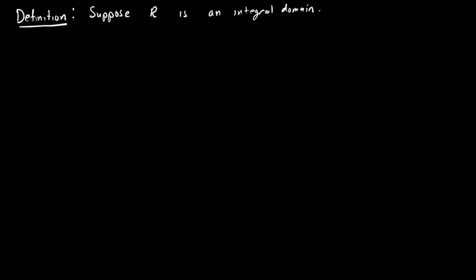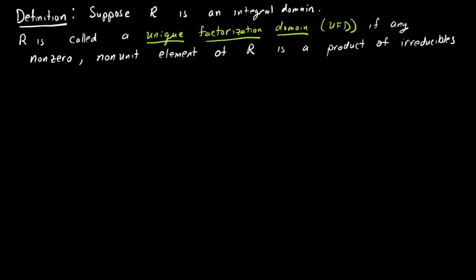Okay, so we're finally ready to define the notion of unique factorization domain, and we'll prove that every PID is in fact a unique factorization domain. So what is a unique factorization domain? I'll start with an integral domain R, and I'll call R a unique factorization domain, or UFD for short, if any non-zero, non-unit element of R is a product of irreducibles. So that's the factorization part of the name unique factorization domain.